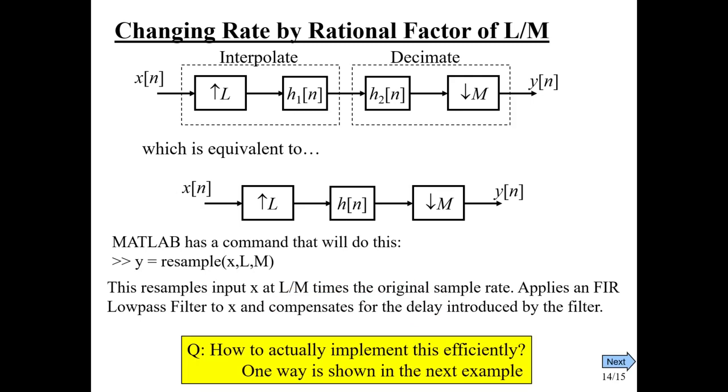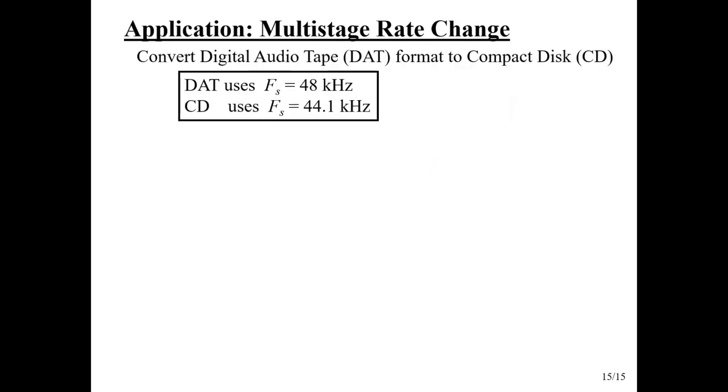So now, how to actually do this kind of thing efficiently. Like I said, I don't really know how efficiently MATLAB does this in the resample command. I think it just does it inherently in a single stage, but we've just seen multiple stage ideas turn out to be helpful. So let's see how we might do a rational change using a cascade of rational changes.